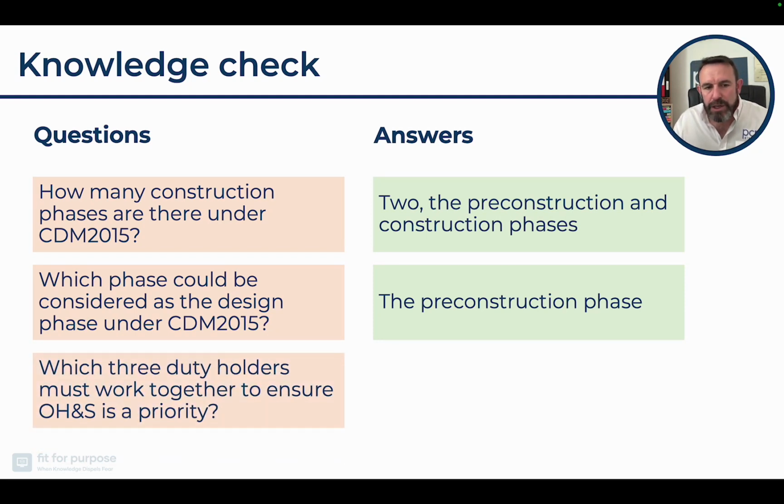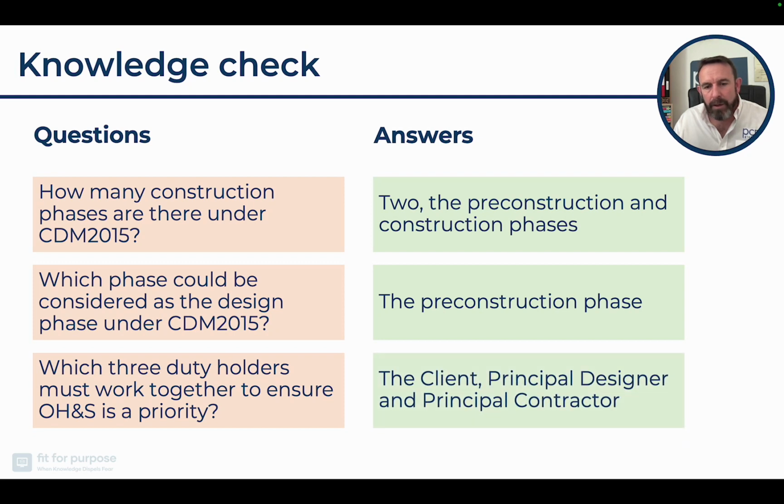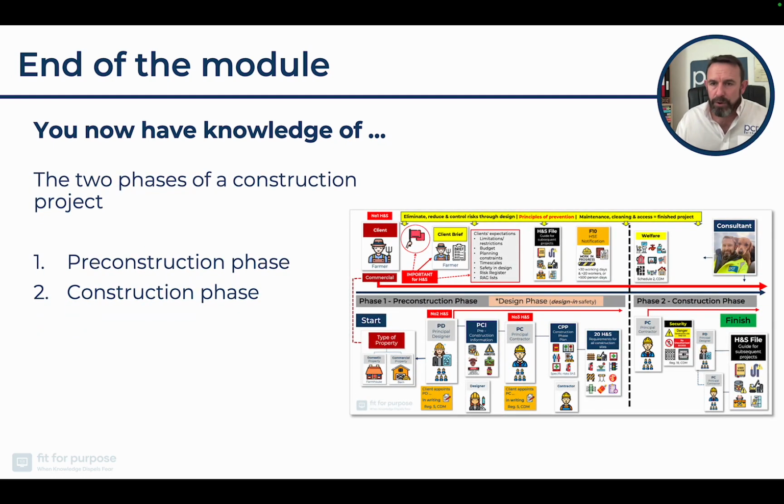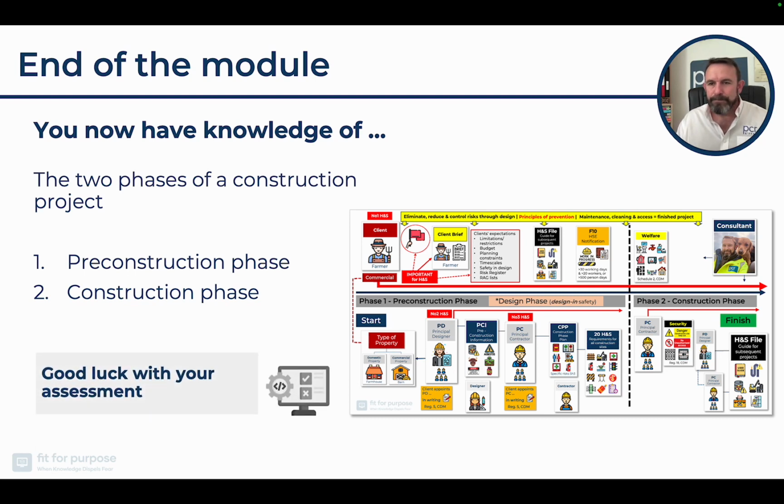What are those 3 duty holders? They are the client, the principal designer and the principal contractor. They must work together to ensure health and safety, occupational health and safety, is a priority. And that's the end of the module. So we should now have knowledge of the 2 phases of a construction project: pre-construction and construction. That's it. So good luck with your assessment.